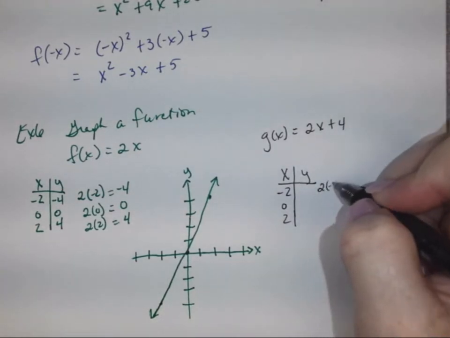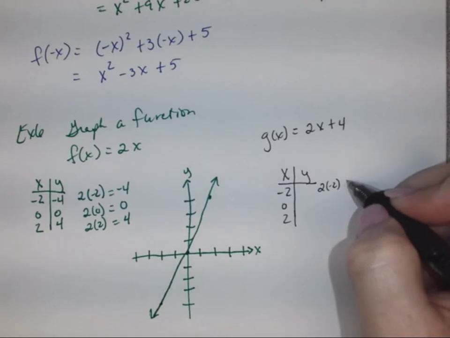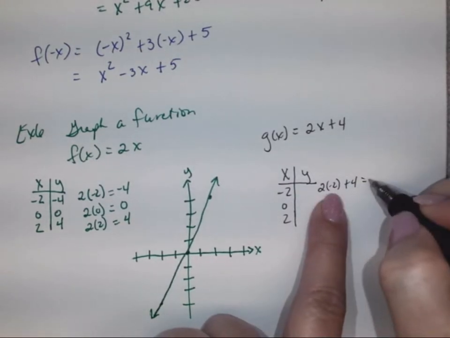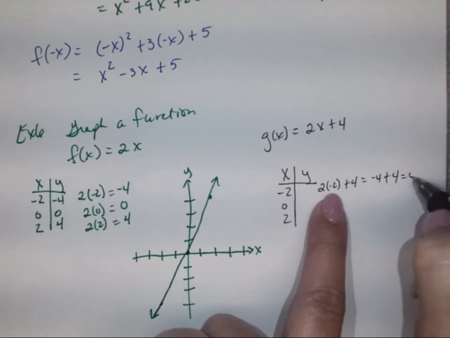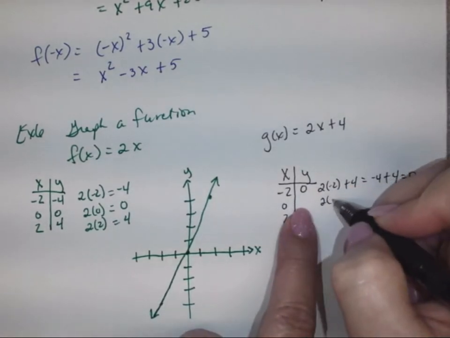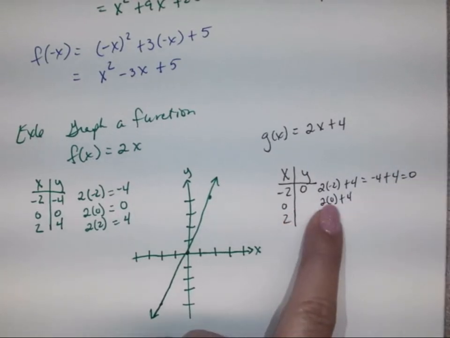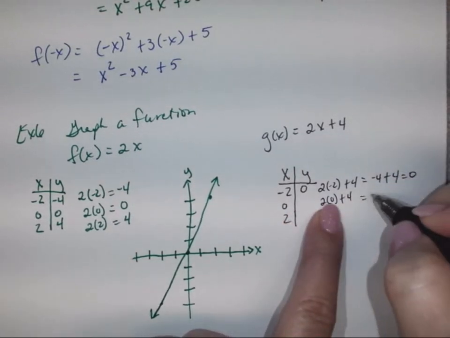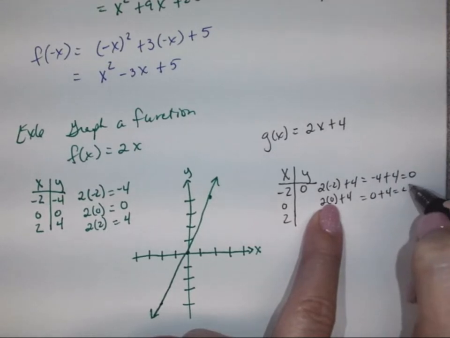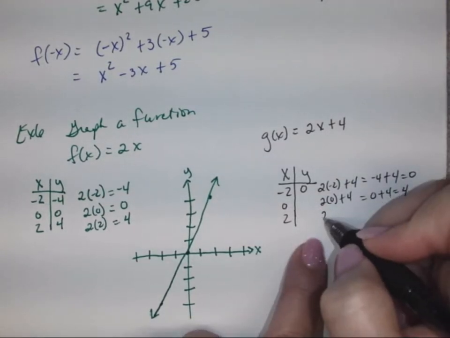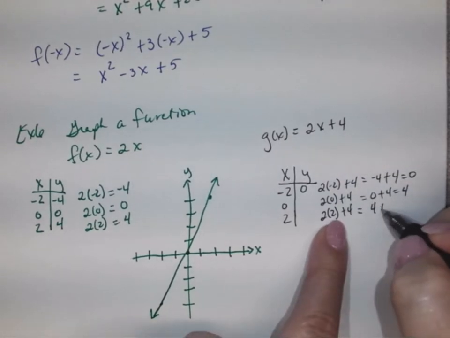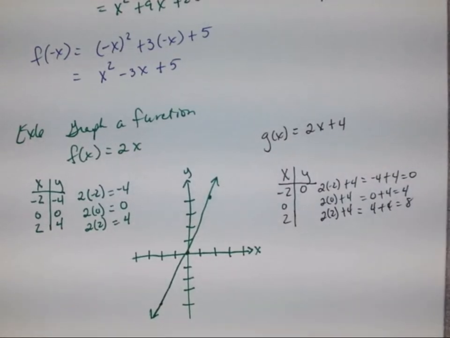So we're still plugging in that negative 2, and then we're adding 4. So 2 times negative 2, that will get us negative 4 plus 4. That gets us 0. So for 0, I get 2 times 0 plus 4. Well, 2 times 0 is still 0, plus 4 will get me 4. And then 2 times 2 plus 4. 2 times 2 is still 4, plus 4 will get us to 8.